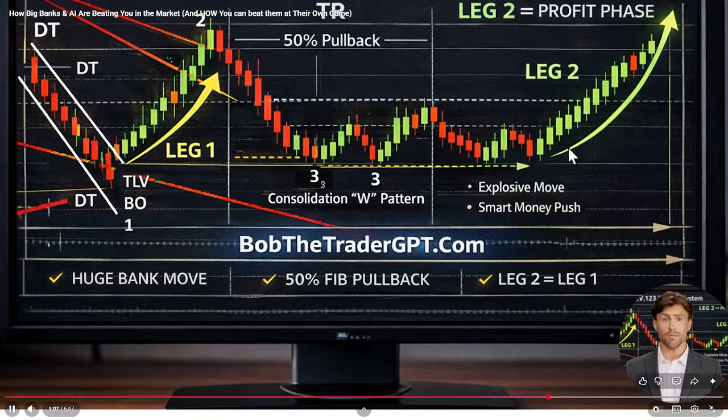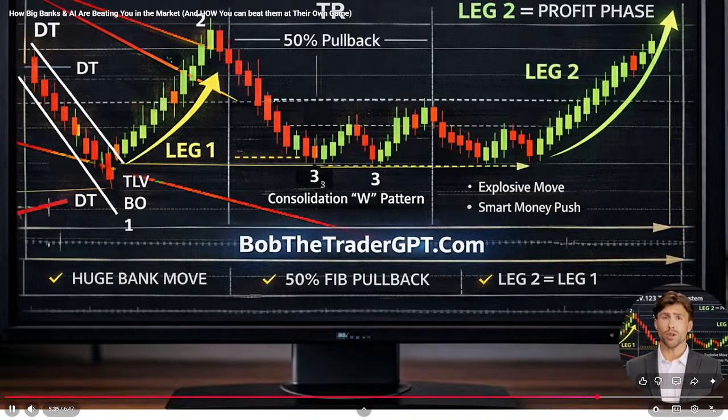And then what happens? The market expands upward again. This is leg 2. Leg 2 is often the cleanest profit phase of the pattern. It is the continuation move after the reload. It is where the market often travels a distance similar to leg 1. That is why this setup can be so profitable. Once the trade range is complete and the breakout into leg 2 happens, price can move strongly and cleanly, and that is where traders can capture the real money in the pattern.